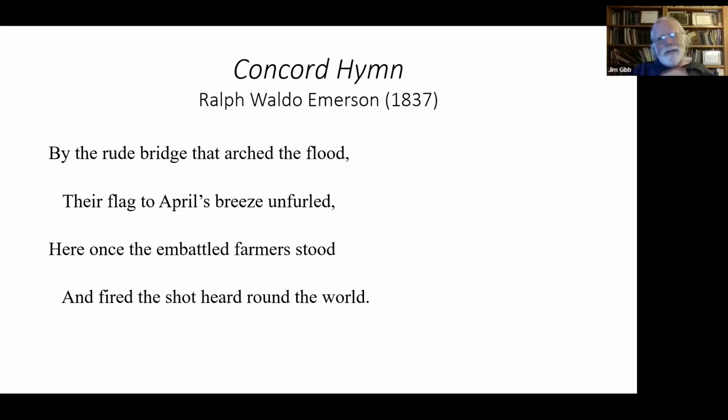But here, the rude bridge, it's not that rude actually, it's a pretty nice bridge, going across the Concord River, which was tidal. I know, I was in a rowboat rowing my parents there many years ago and had to fight the incoming tide. Let me tell you, that was a tough row. As far as a flag, I don't think the colonists had any flags, so it's a bit imaginary. And embattled farmers, he's drawn a contrast between citizen soldiers and British regulars.